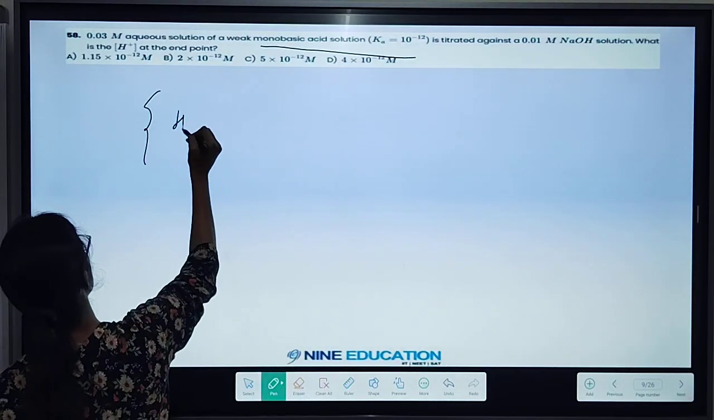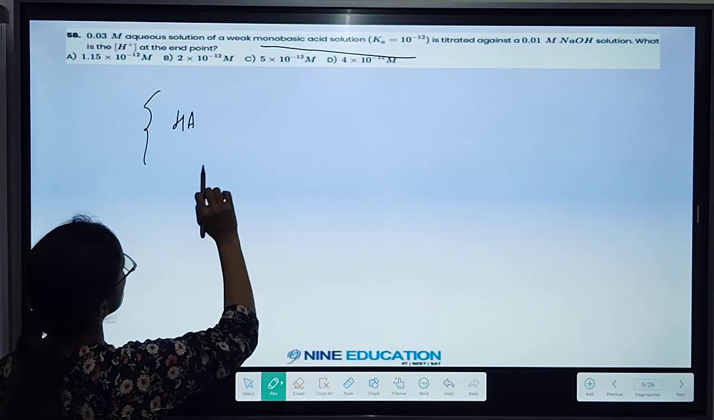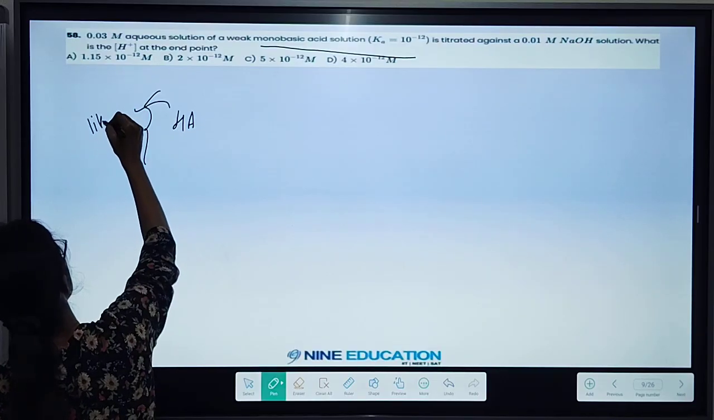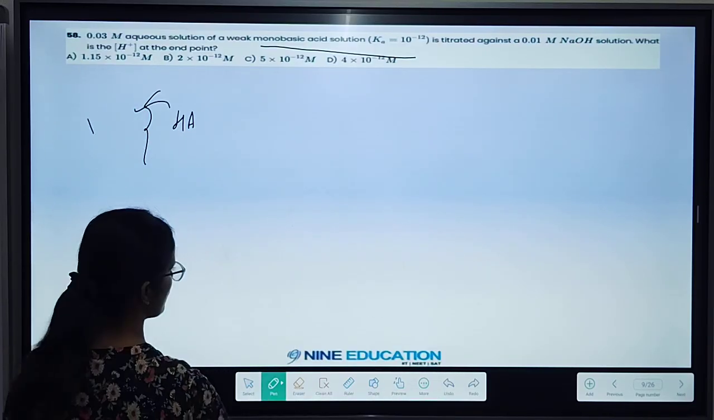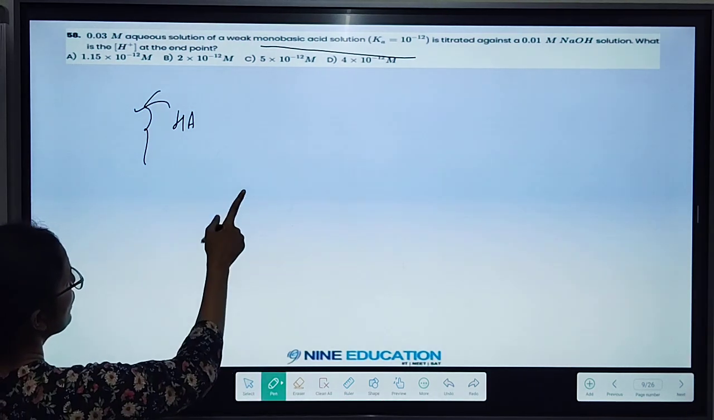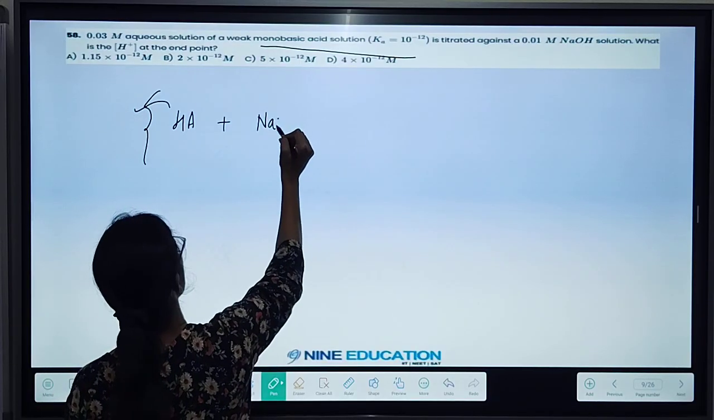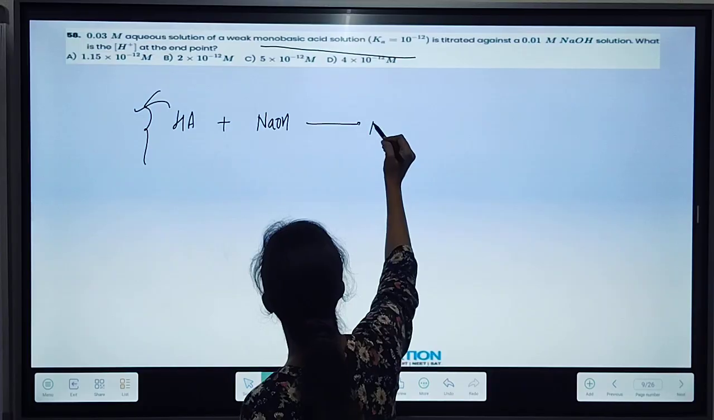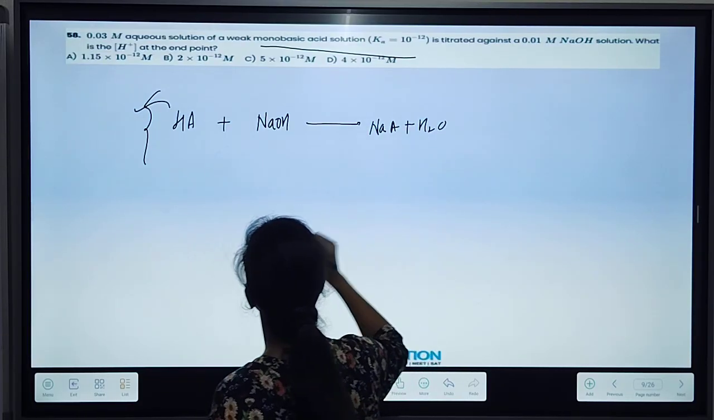They are giving us some weak monobasic acid. Let me take a general acid like HA. It's like acetic acid, because acetic acid is also one example of a weak acid. HA is titrated against what? It is titrated against NaOH. Then we know that if weak acid is there and NaOH is there, they are going to react. It will be giving us NaA, and along with that we'll have water.